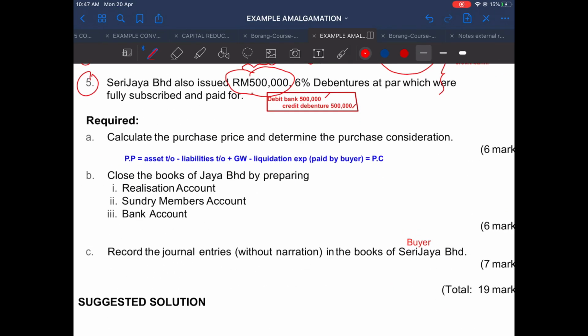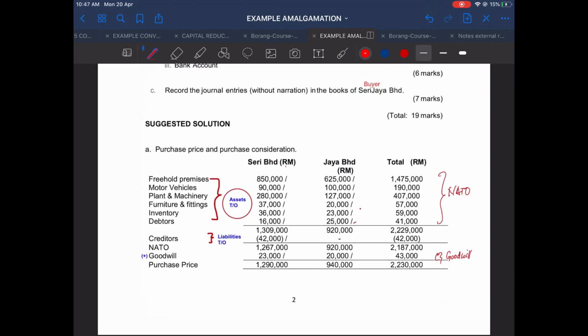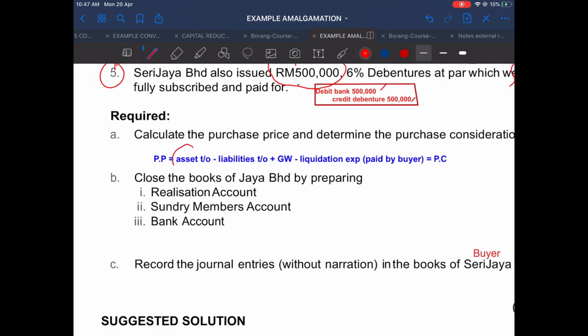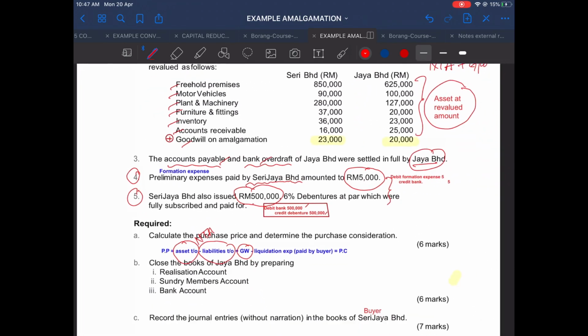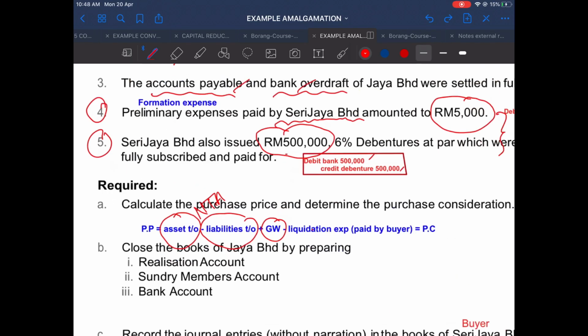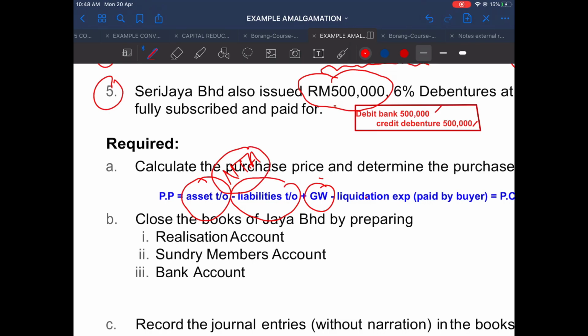Okay, at the end, normally part A, the question asks to calculate the purchase price and determine the purchase consideration. So how to calculate purchase price? Again, you have to find assets taken over minus liabilities taken over. This will get net assets taken over plus goodwill and minus any liquidation expenses paid by the buyer. The additional information does not mention that the buyer, Sri Jaya, paid any liquidation expense. Therefore, there is no liquidation expense paid by the buyer. There is only assets taken over and goodwill.